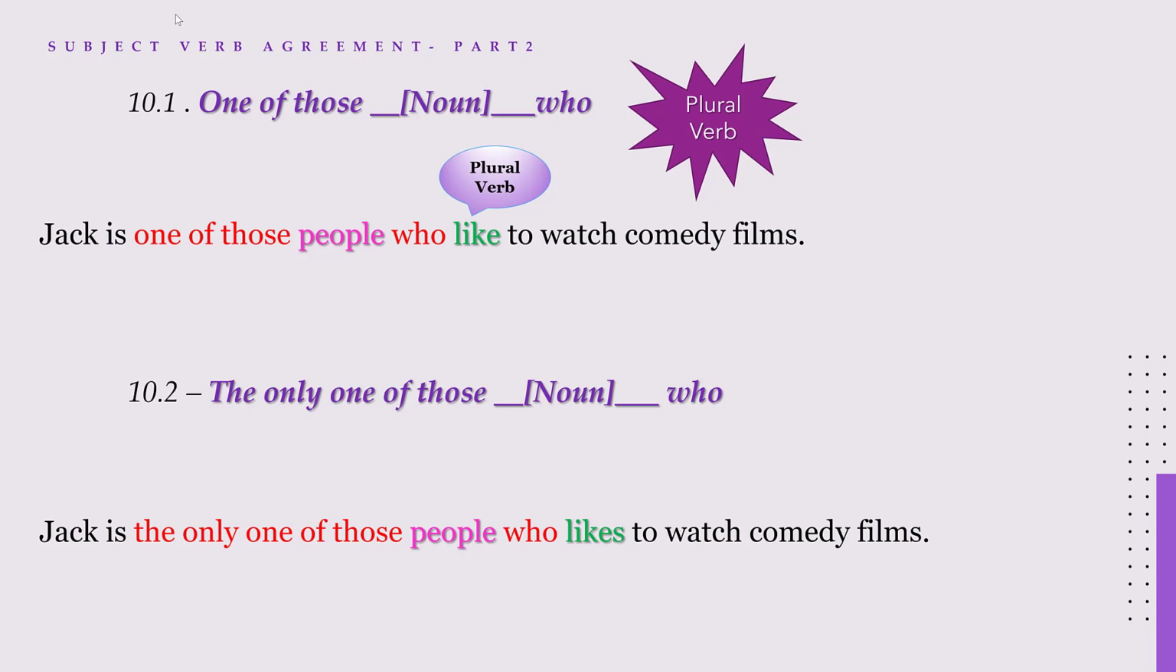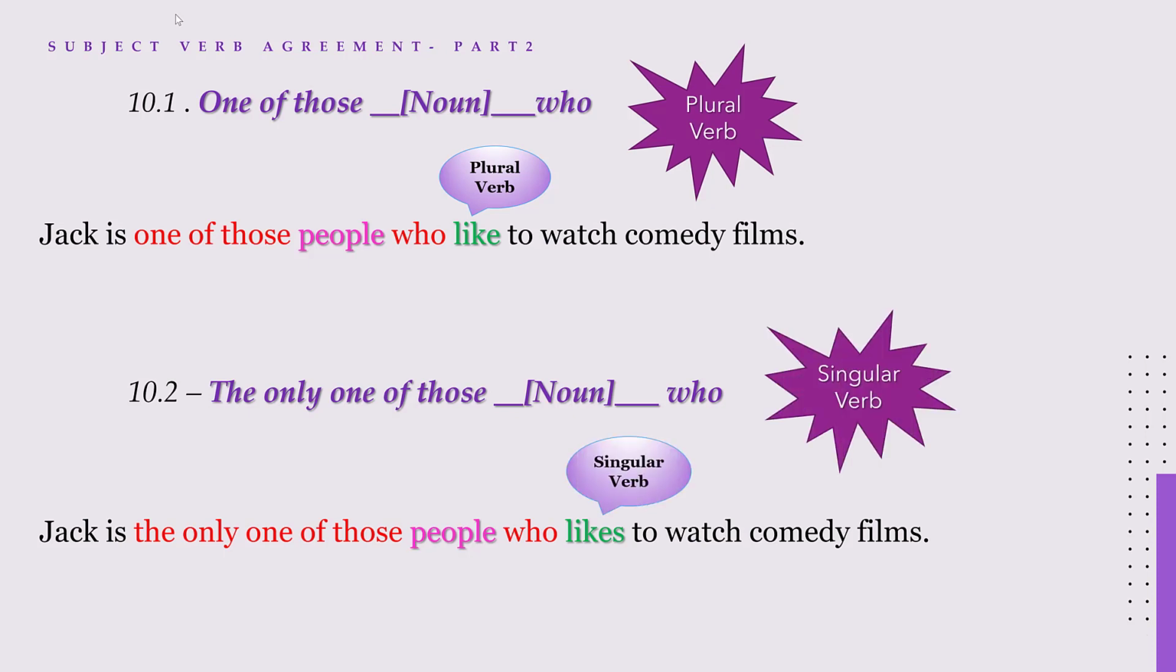When you say the only one of those who, it means you are talking about a single person or thing within a larger group. Use a singular verb because you are referring to just one individual who has a specific characteristic within a group. This example implies that no one else except for Jack likes to watch comedy movies. Therefore, the singular verb is the correct one to use.